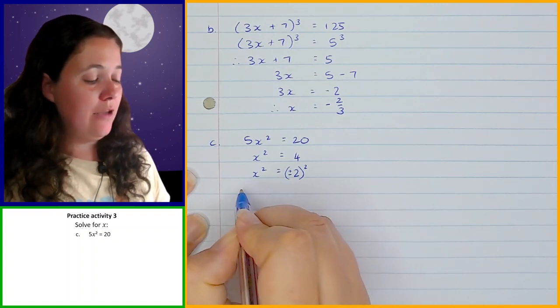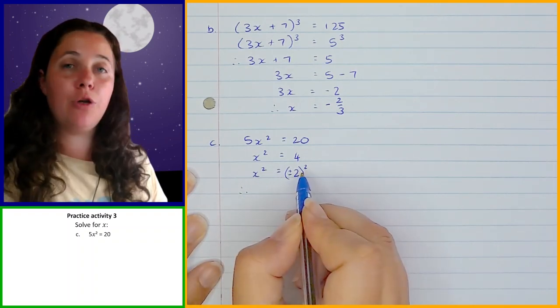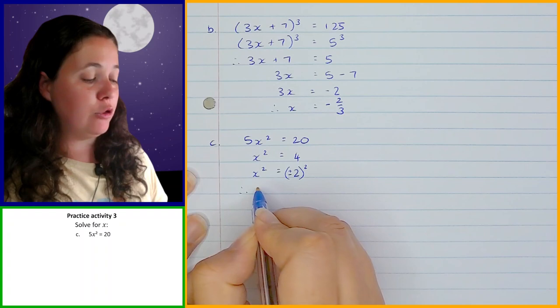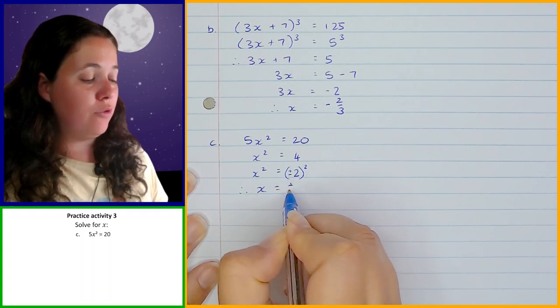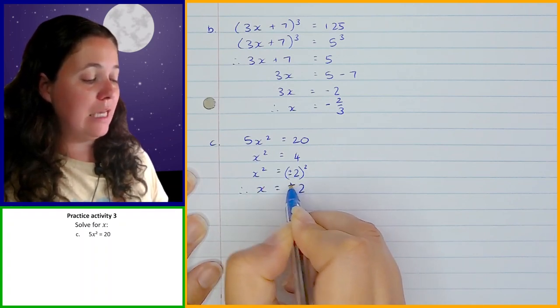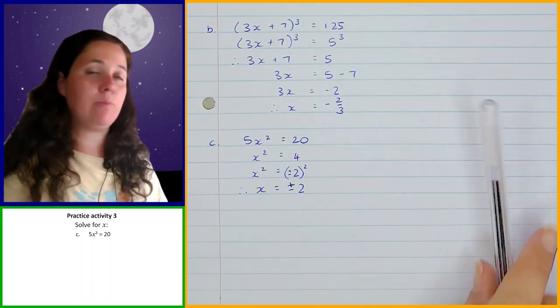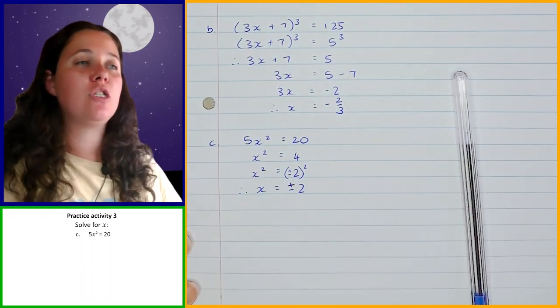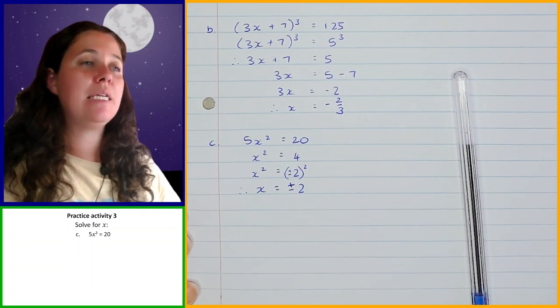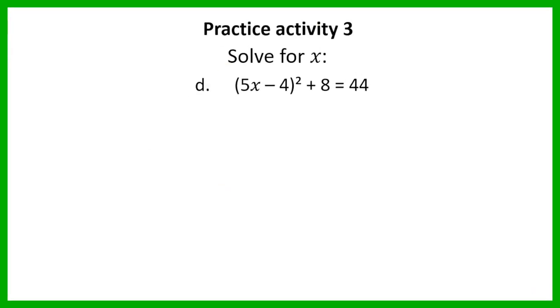So now I can say, therefore, because I have the same exponents, I can drop them and just make the bases equal to each other. x is equal to positive or negative 2. And I don't have to do anything else now because there's nothing to move around. So it's just x equals plus or minus 2. Okay, so that was question C. Next one is question D. Now this one is more complicated. It's going to take you a bit longer, so I'm going to give you 2 minutes to solve this equation.